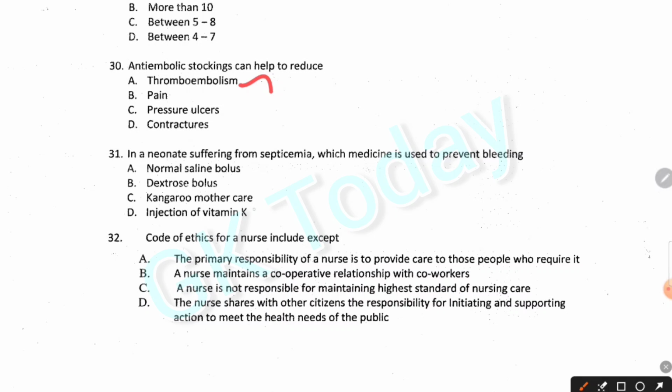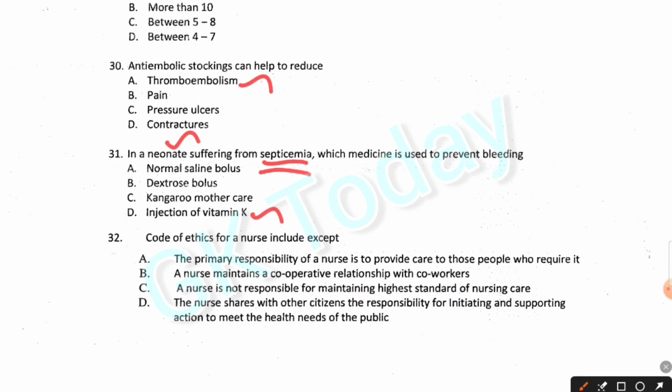Correct answer is option D, injection of vitamin K. In a neonate suffering from septicemia, which medicine is used to prevent bleeding? Injection of vitamin K. Question number 32.